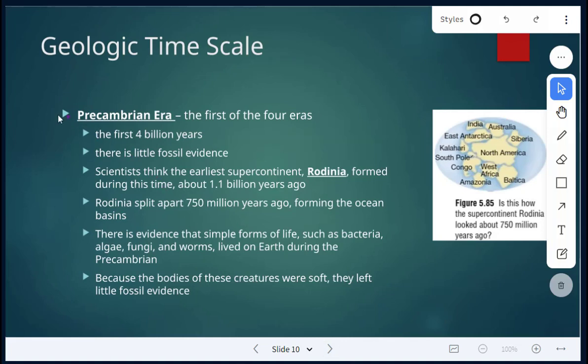All right, so the Precambrian era was the first of the 4 eras, the first 4 billion years, with very little fossil evidence. Scientists think that the earliest supercontinent, Rodinia, formed during this time, about 1.1 billion years ago, and then Rodinia split apart 750 million years ago, forming the ocean basins. There is evidence that simple forms of life like bacteria, algae, fungi, and worms lived on Earth during the Precambrian. But because the bodies of these creatures were soft, they left very little fossil evidence.